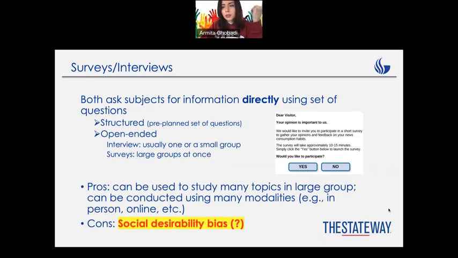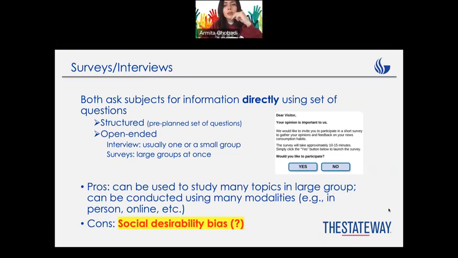Another way of descriptive research is surveys or interviews. You're going to literally ask the participants your questions directly. It's going to be either surveys, like paperwork, or you're going to interview them one by one. There are going to be two ways of conducting surveys or interviews. It can be structured, or it can be open-ended questions. So, what is structured? Structured is going to be a pre-planned set of questions.